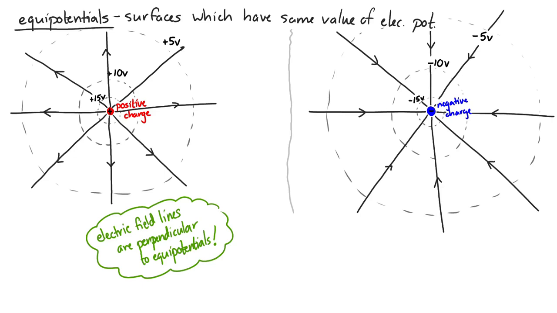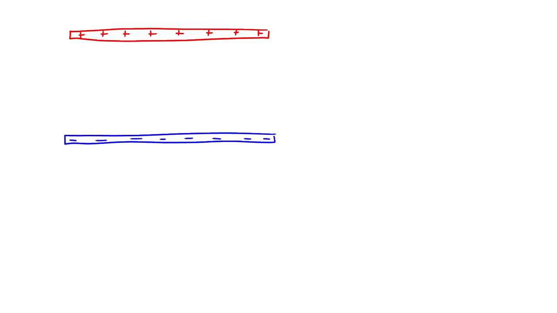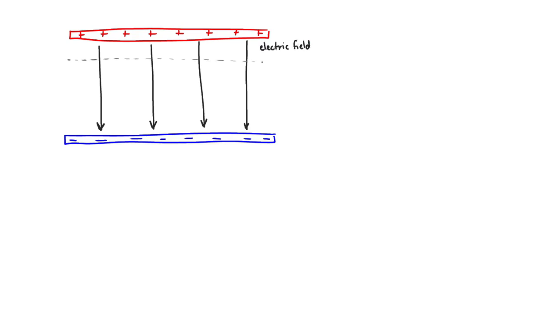Now let's do the same thing if we have parallel plates. Let's put a positive plate up above, a negative plate below. The electric field would look like this. It would point directly from the positive charge to the negative charge. And if we do that, we'd have equipotentials that look like this, and we'd have high potential near the positive plate and low potential near the negative plate.